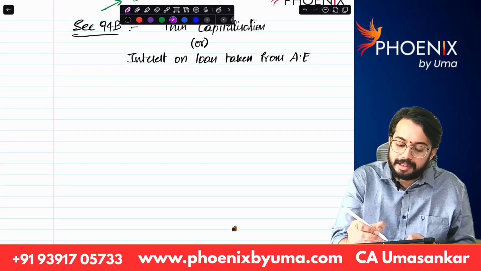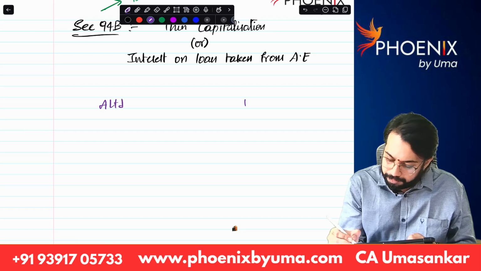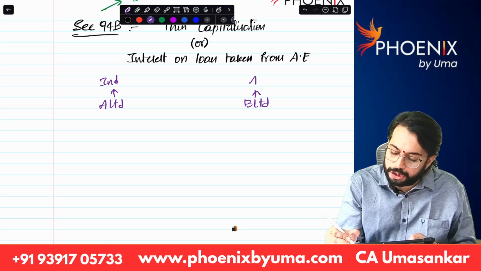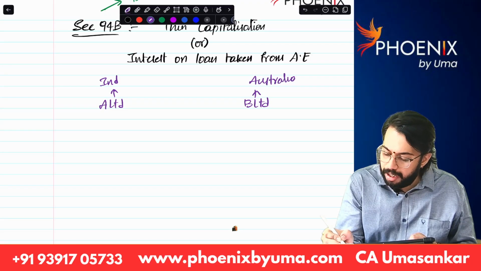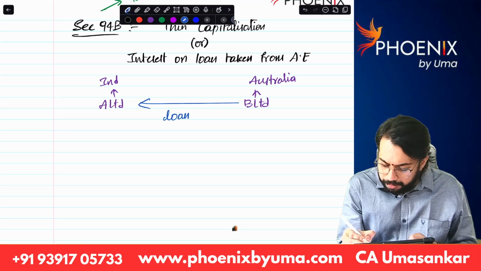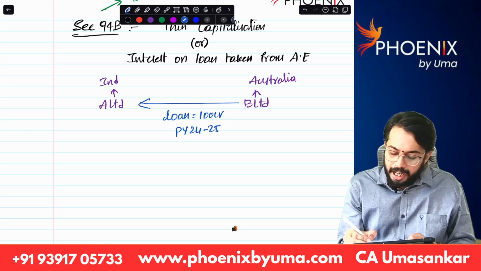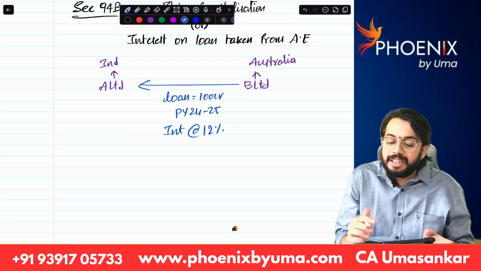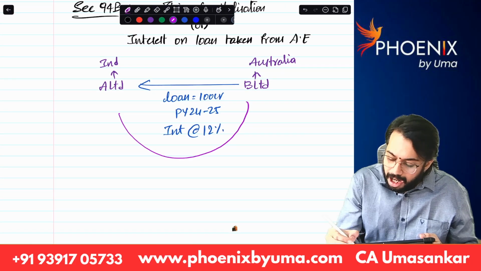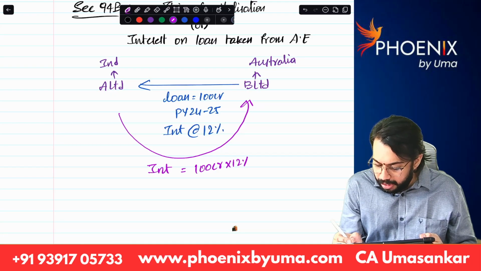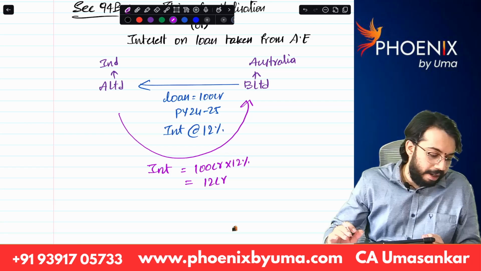There are two companies, A Limited, B Limited. A Limited is based in India, B Limited is based in Australia. Now A Limited has taken a loan of 100 crores in previous year 24-25. Let's say interest is at the rate of 12%. Now, how much interest is required to be paid? Interest is equal to 100 crores into 12%. 12 crores interest is required to be paid, correct?